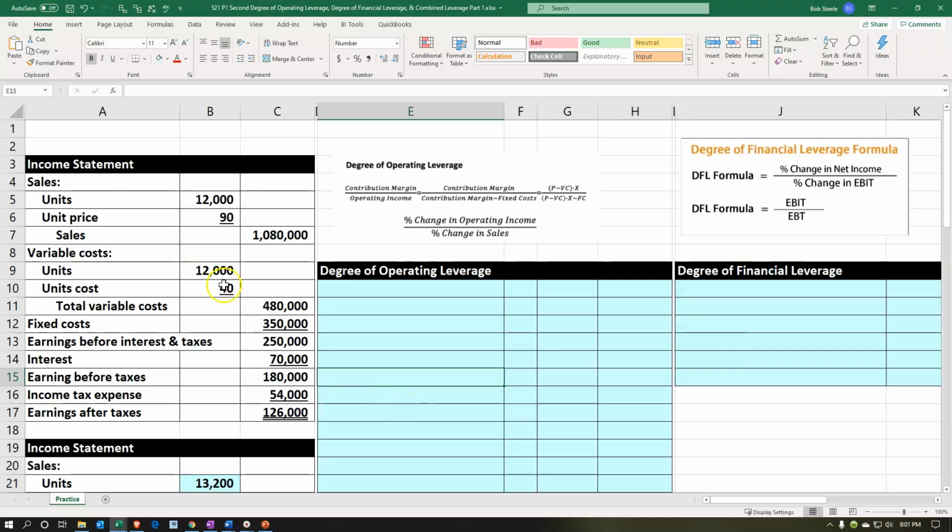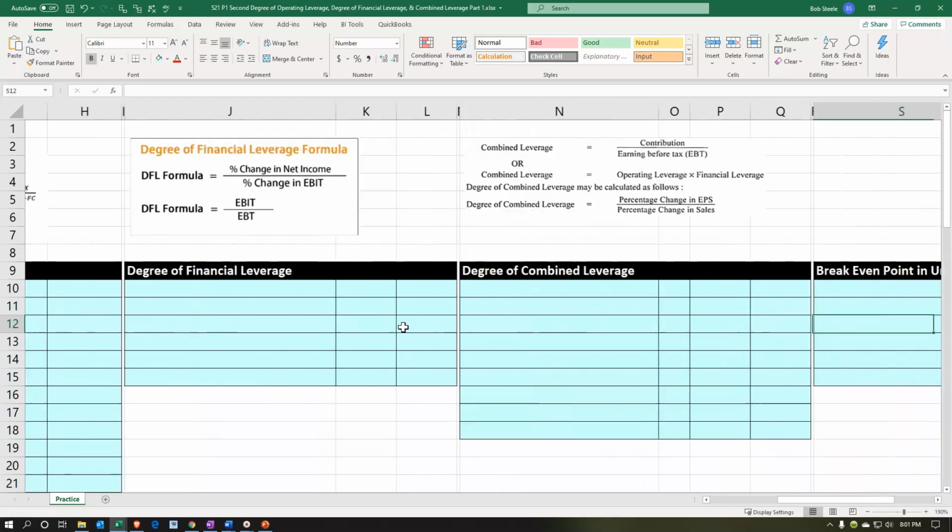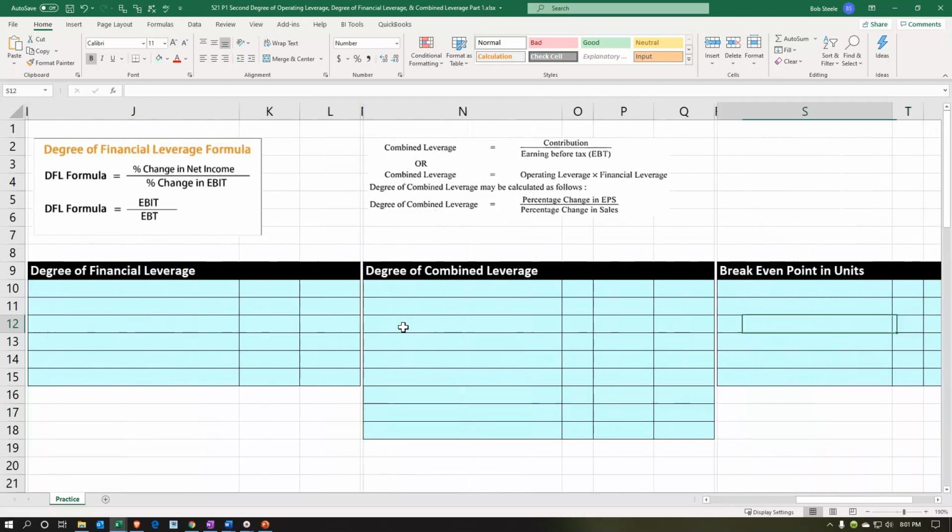Here we are in Excel. We have our information on the left-hand side. We're going to put that information into the blue area on the right-hand side. We're going to be calculating the degree of operating leverage, degree of financial leverage, the degree of combined leverage, and the break-even point in units.